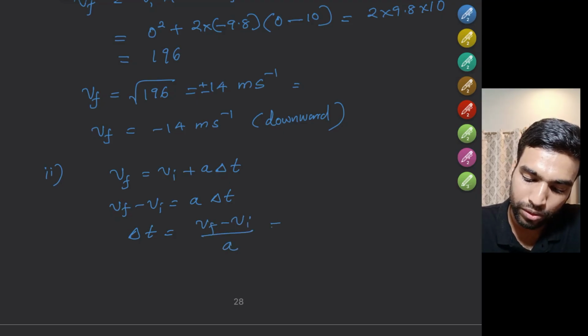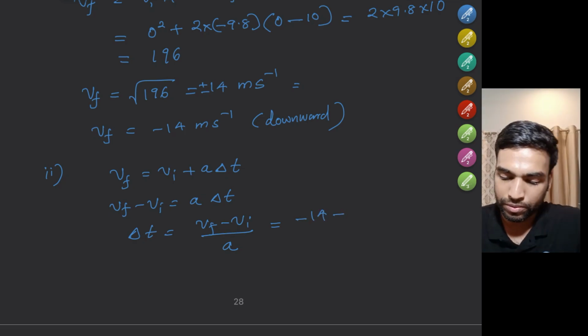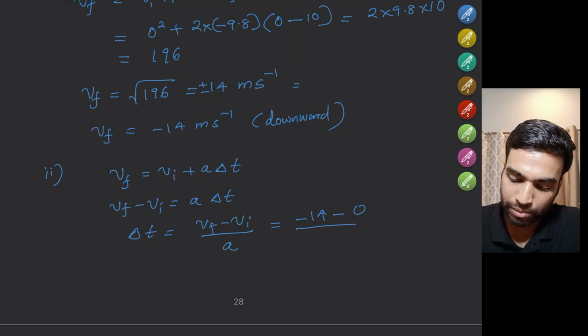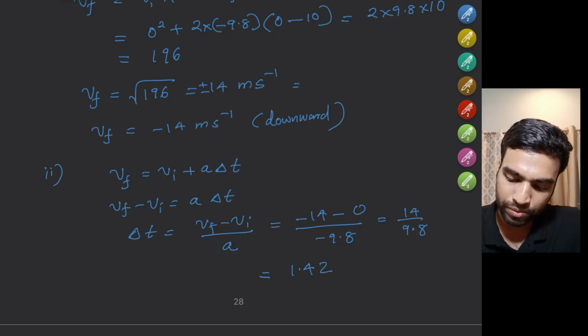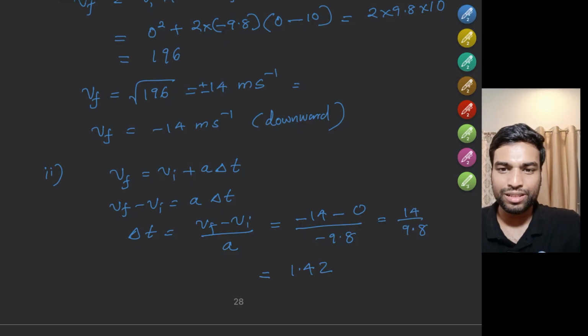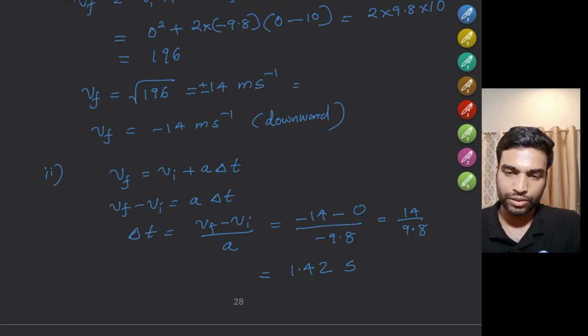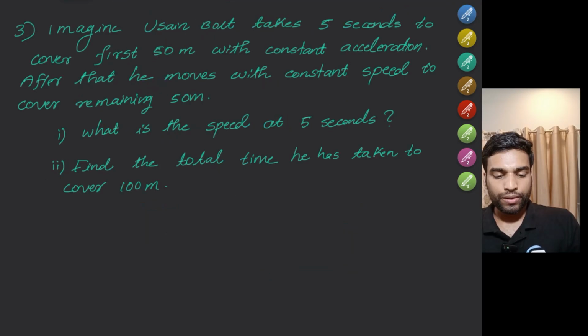And Vf you already know, negative 14, and Vi is the initial speed, which is 0, and the acceleration is negative 9.8, which equals 14 divided by 9.8, 1.42 seconds. So that is the time required for the ball to reach the ground. Okay, good. Right, question number 3.